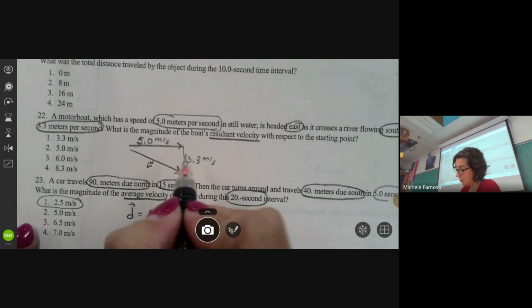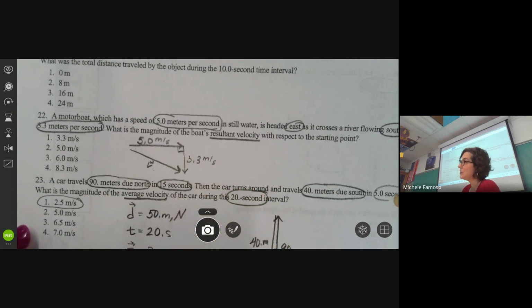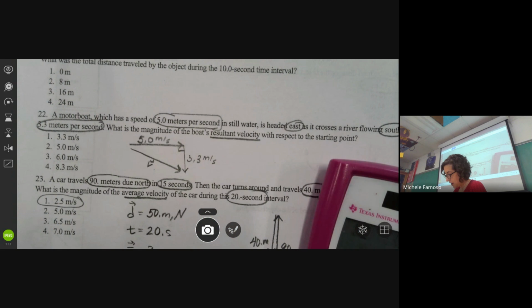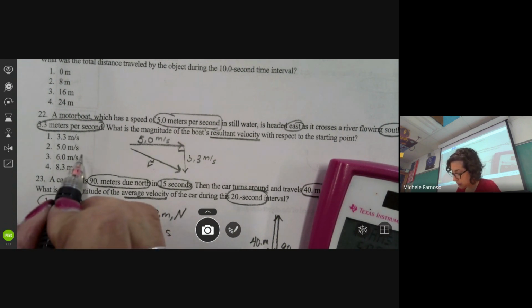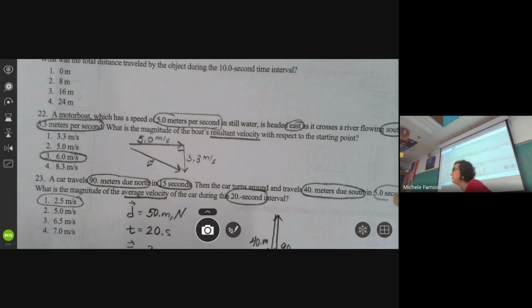It's a right triangle. So how do you find the hypotenuse? Yeah, use Pythag. Okay, so let's do that. 5 squared plus 3.3 squared, take the square root, and that's going to give you 6 meters per second, choice 3. As soon as you start to see directions, things as vectors, you should really be sketching it out, making a picture. Anything else through 28?